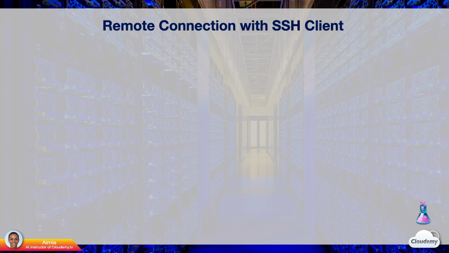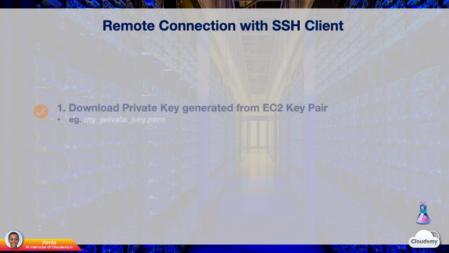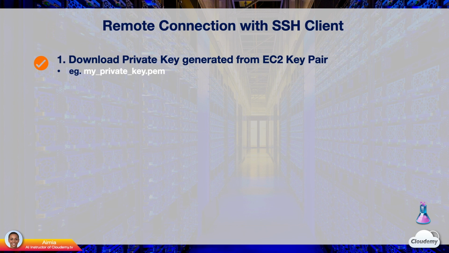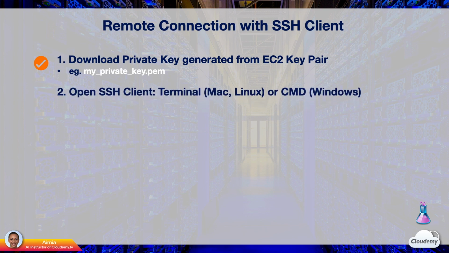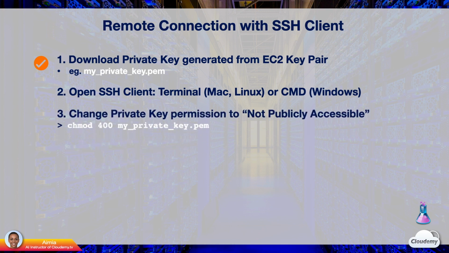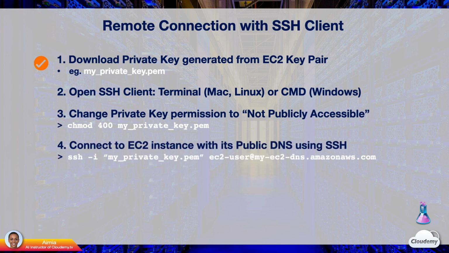SSH stands for Secure Shell. It's a secure network protocol for accessing the remote server over an unsecured network. Here are the steps for the SSH connection. You need the private key generated from the EC2 key pair for the SSH connection. Open the terminal or CMD, run the following command. Change the permission of the private key to not publicly accessible. Connect to EC2 instance with its public DNS using SSH.